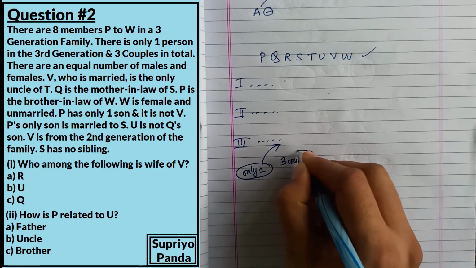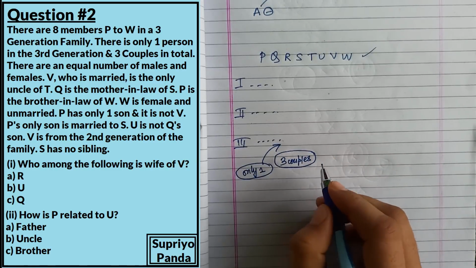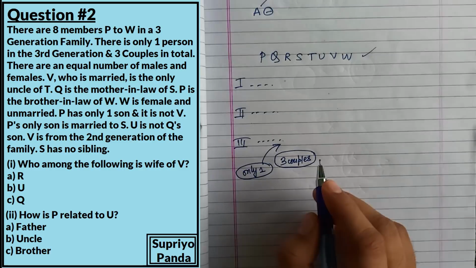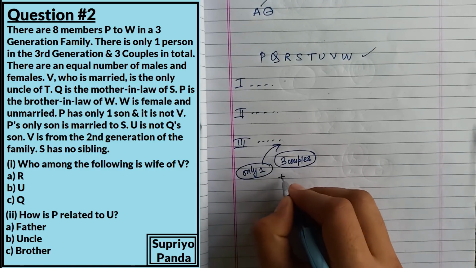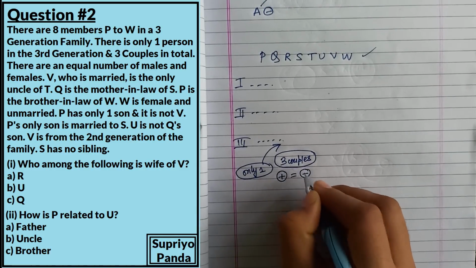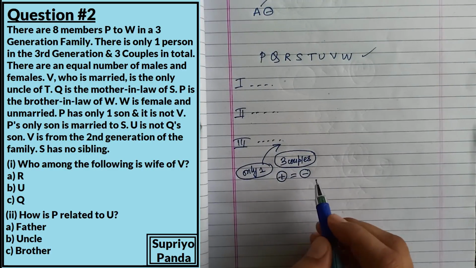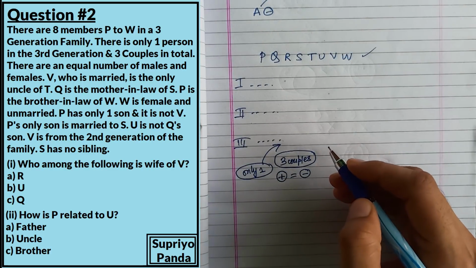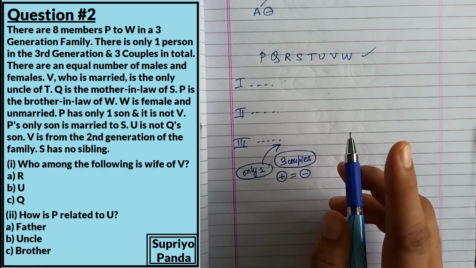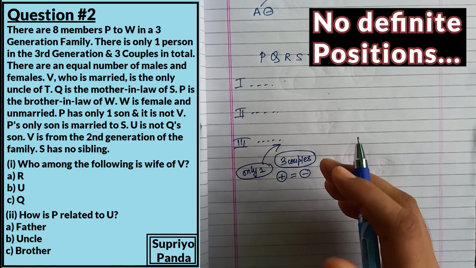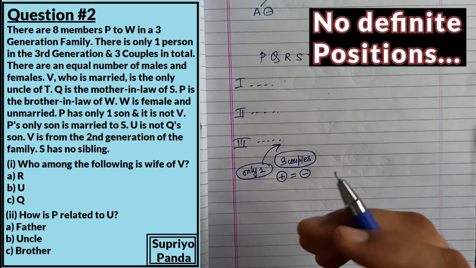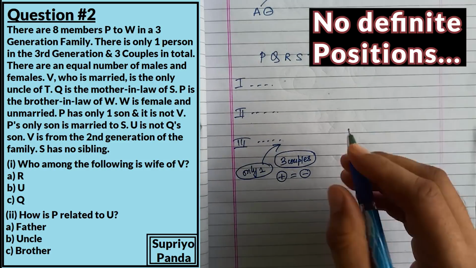3 couples in total. Okay, we will be representing the information like this. There are equal numbers of males and females. So the males and females are equal. This means that since there are 8 people, we are going to have 4 females and 4 males. Now let's start off with the question and see, there is nothing definite here. Since there is nothing definite, we have to try and arrange the different possibilities and then try and find the answer.